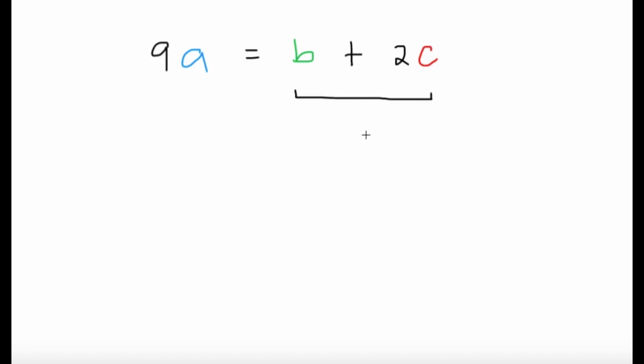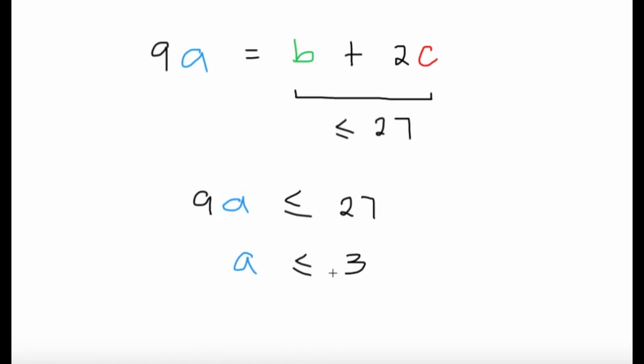Now, if both of them are equal to 9, I get 9 plus 2 times 9. That's 9 plus 18, which is 27. So I know that B plus 2C is less than or equal to 27. So 9A equals something that is less than or equal to 27. So I can immediately tell you that 9A is less than or equal to 27. Dividing both sides by 9, I get that A is less than or equal to 3. Now obviously I want to maximize, so I'm going to take the equal sign here, A equals 3. And let's see what we get if A equals 3.